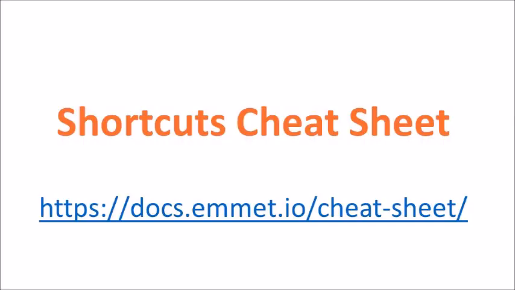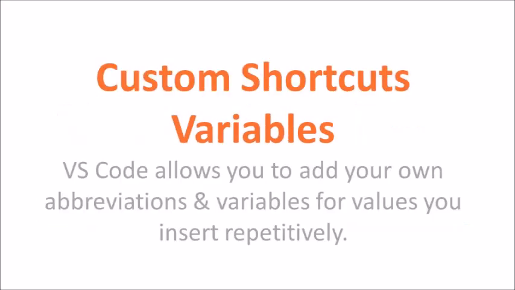You can check out the Emmet cheat sheet for more CSS shortcuts. And VS Code also allows you to add your own abbreviations and variables. So if there are any values that you use repetitively, then it's great to set them up. Now note there are a few discrepancies between the cheat sheet and the VS Code usage. So test them out and keep an eye on your predictive text options.